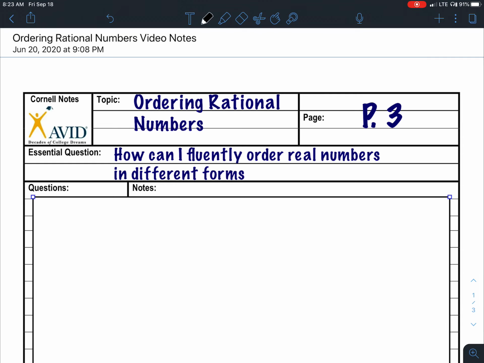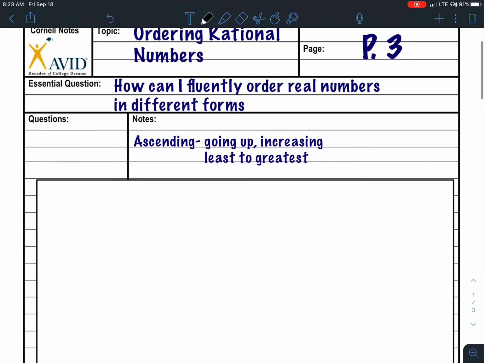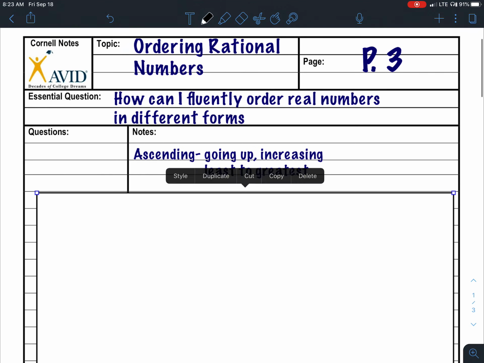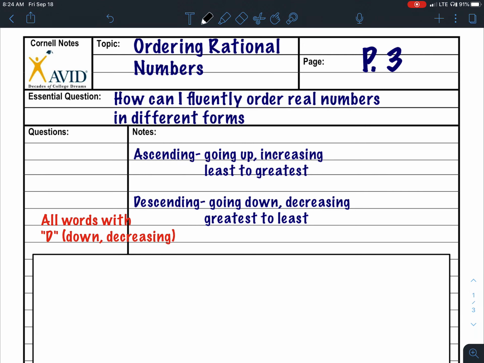So the first thing we need to address is when they ask you the question, they'll either be asking it from least to greatest or greatest to least. But they're going to use different ways of saying this. One of the first ways is they will use one of these terms. For going up, or least to greatest, they might use ascending, going up, or increasing. The other way, greatest to least, they're going to use terms like descending, going down, decreasing.